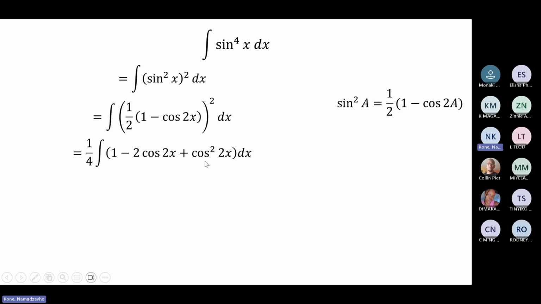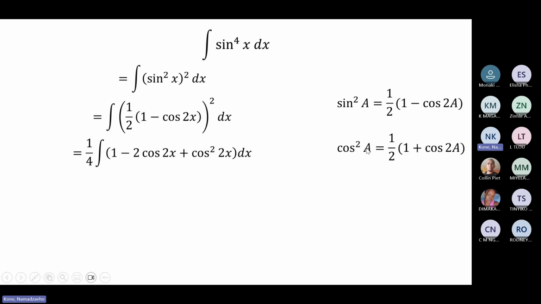So we still have got a problem here because we've got this power of 2. There's no integral with power of 2. So we apply the same: we go to the same place where we found this identity, and we find the other identity for cos squared, which looks like that. Then we replace this with that identity in place of cos squared 2x.